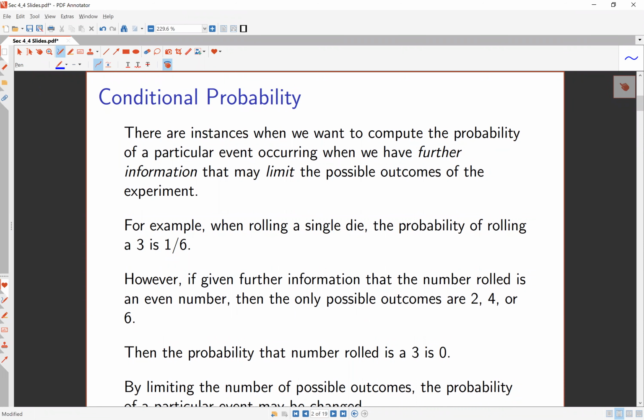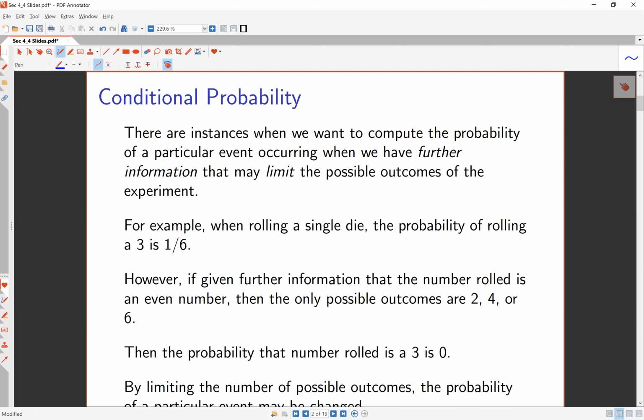Sometimes when you want to calculate a probability, you're actually able to obtain some additional information which should factor into your calculation. And the way that information factors in is it limits the possible outcomes in the experiment. So if we change the set of possible outcomes, that obviously impacts the probability. And here's a simple example.